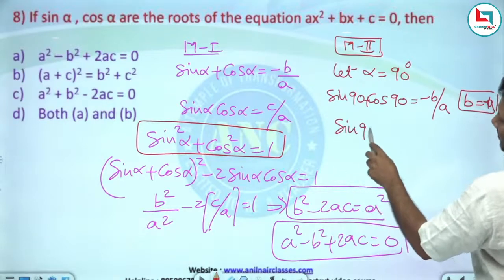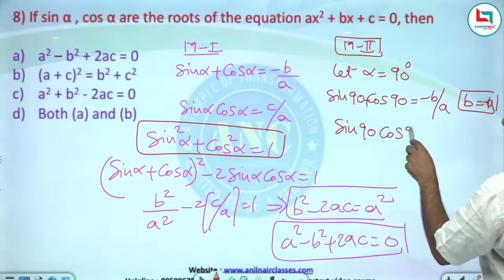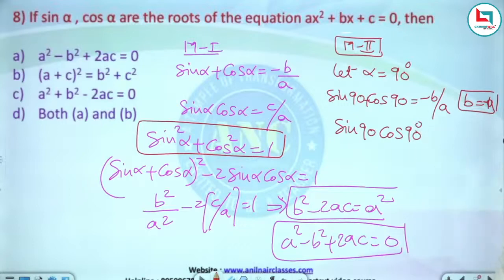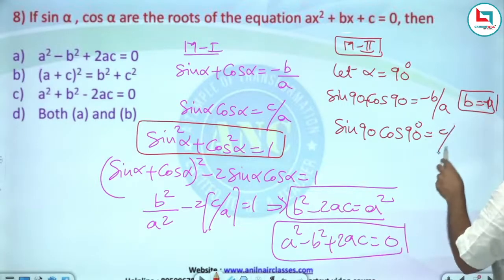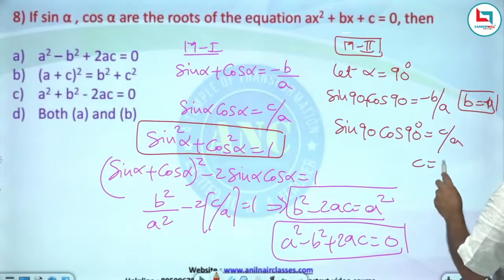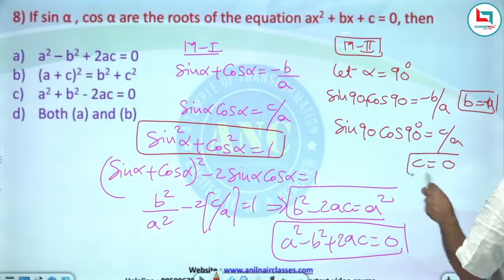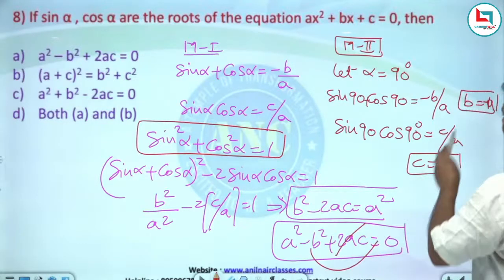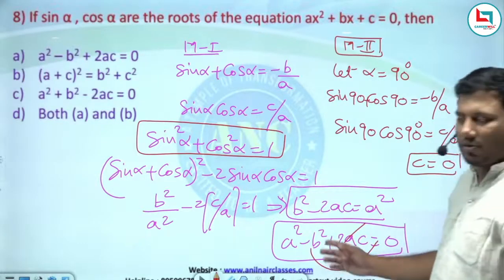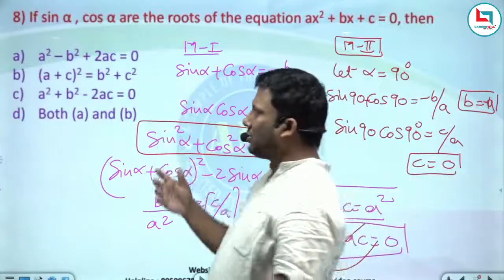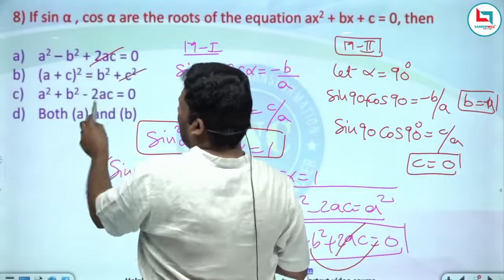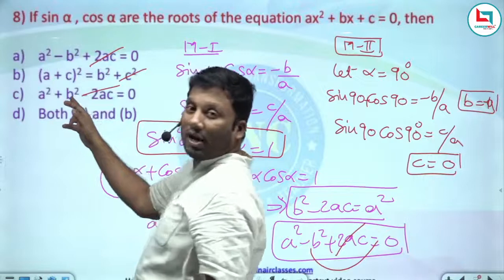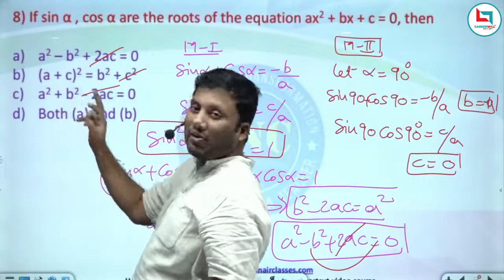Sin 90 into cos 90 equivalent to c by a. So c equivalent to 0. If c is equivalent to 0, a square is equivalent to b square. Directly you can substitute c equivalent to 0. a square equivalent to minus b square. No. a equivalent to minus c.